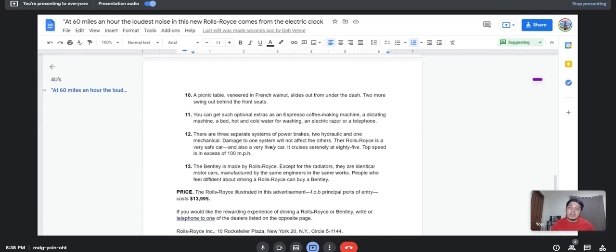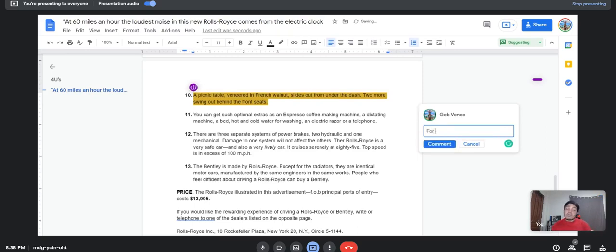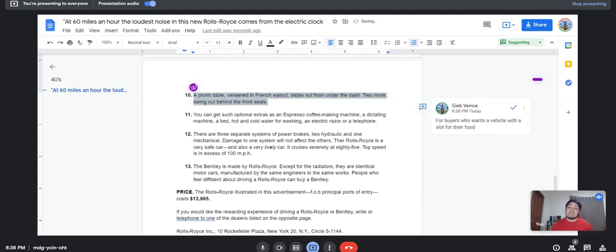Okay? Next, number 10. A picnic table veneered in French walnut slides out from under the dash. 2 more swing out behind the front seat. So this is a call for buyers who want a vehicle with a slot for their food. Yan, sa mga food lovers and they want to eat inside their car, then it's specifically telling them that this car has access to that as well.